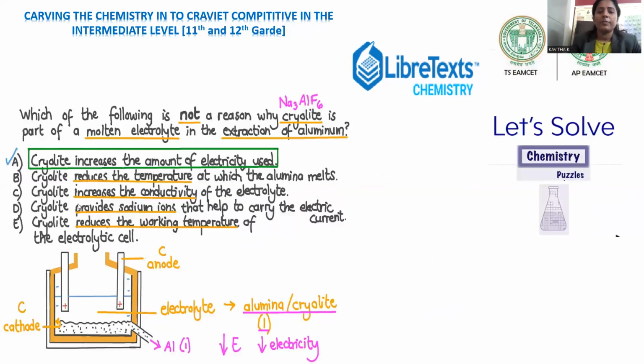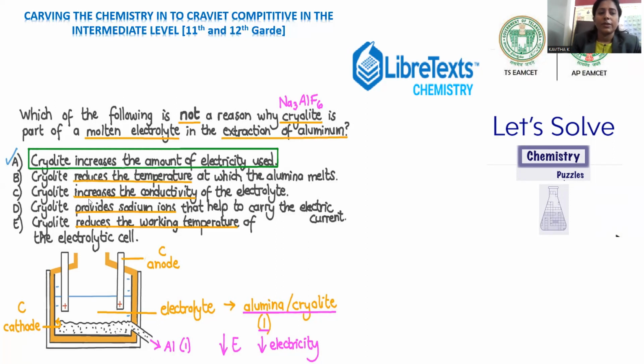Okay, these many applications we have for cryolite. Na3AlF6 is the formula for cryolite. Except A, the remaining all are the applications of cryolite only. What will cryolite do? Cryolite reduces the temperature at which alumina melts. This is nothing but lowering the melting point value of alumina. This is the only thing they are asking for. This is the required answer for us.